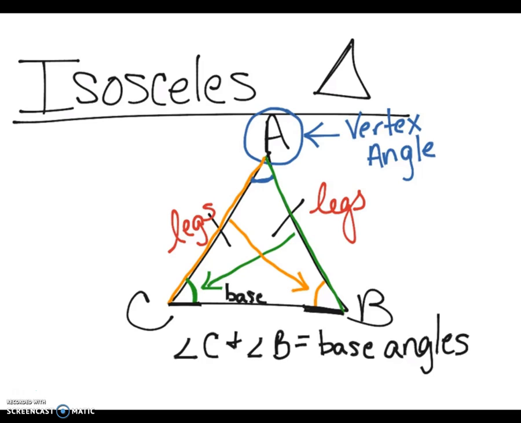So let's go over it again. The two legs are the two congruent sides of the triangle. The vertex angle is the angle that is created by the two legs. The base angles are the angles that are across from the legs, or you can remember them as the angles that are created halfway at least by the base, which is that third side of the triangle. Now we want to talk about what we know about these isosceles triangles.